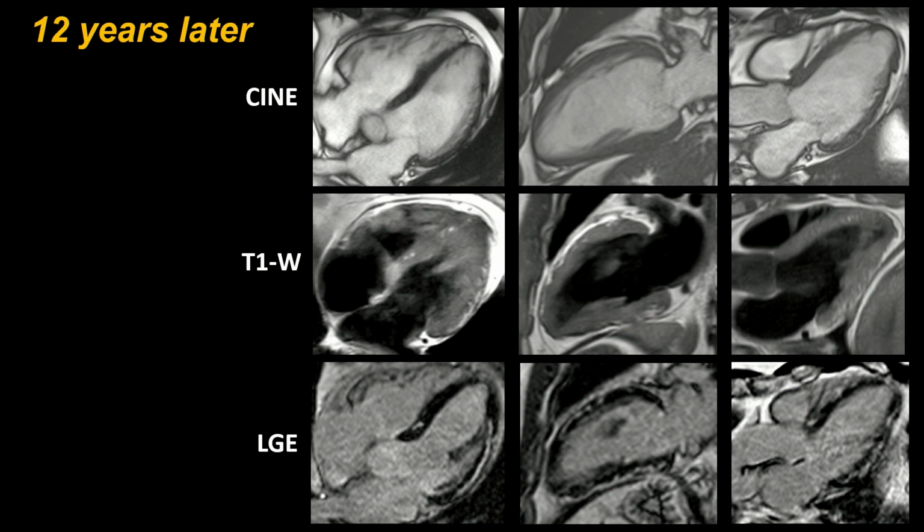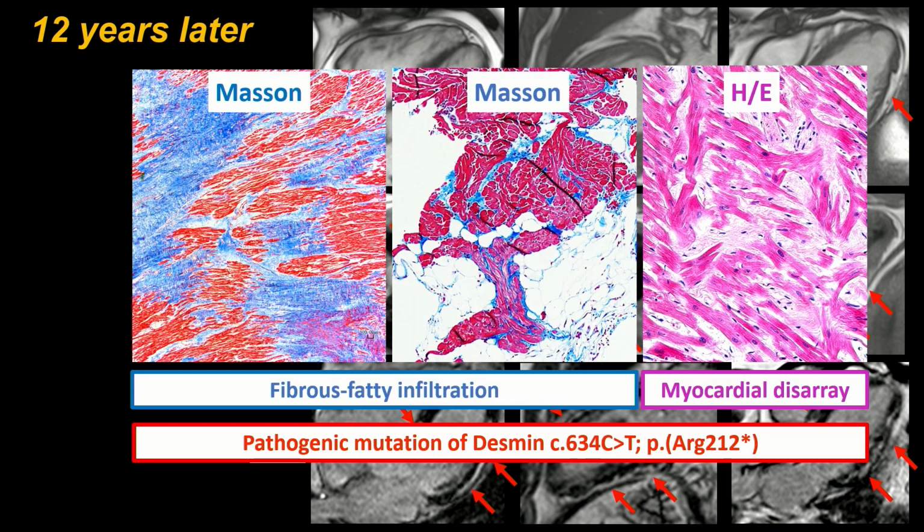Yeah, the video is not playing, but what I was going to show is that the LV was still normal in terms of dimension and ejection fraction, but now we have an extensive fibrous fatty replacement of the whole left ventricular wall, including the interventricular septum. We also performed an endomyocardial biopsy, which confirmed the presence of fibrofatty replacement, but also myocardial disarray. And we performed genetic testing, which was positive for a pathogenic mutation of desmin.